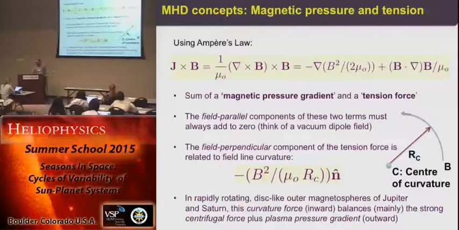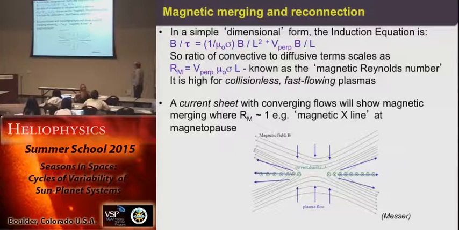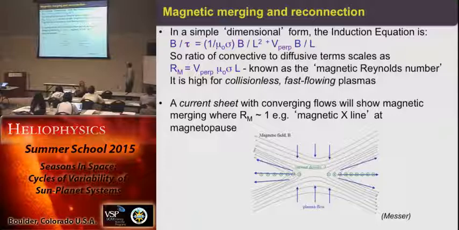Okay, so now what you can also do with the induction equation is cast it into a very simple, what's known as dimensional form, where you replace all the derivatives by quotients of the field with a characteristic time scale or length scale. And that's something that physicists quite often do to compare different terms in an equation and think about those mathematical terms in the context of the length scale and time scale of the dynamical system that they're studying. So if you do that, you get something like this for the induction equation. And so in this formalism here, the ratio of the convective to diffusive term scales as this quantity here. It's known as the magnetic Reynolds number, and it's high for a collisionless, fast-flowing plasma.